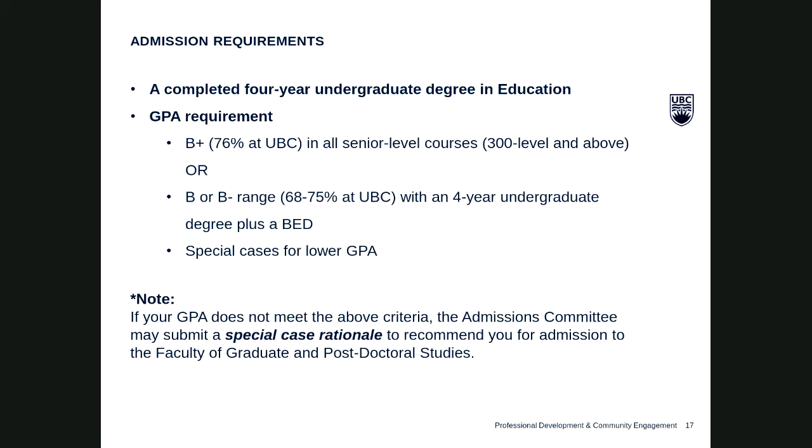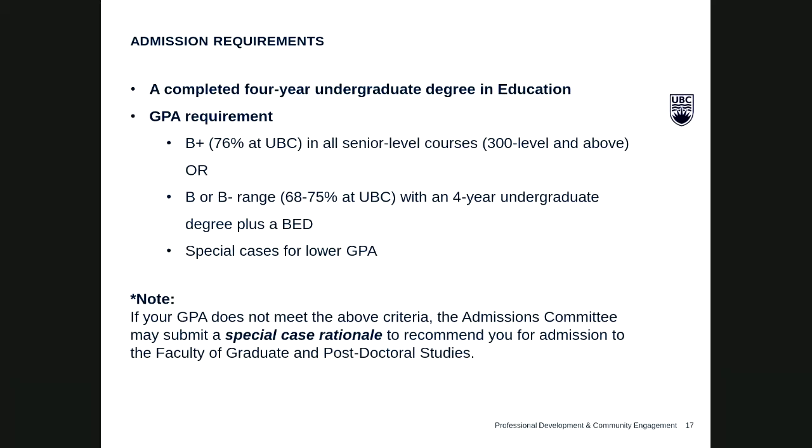So the GPA requirement we're looking for is the B+ or 76% at UBC on your senior level courses, which are 300 level and above. Or if your undergraduate degree is at a B or a B- range, which is 68 to 75%, and you have a BEd, then you also qualify in meeting the GPA requirement.